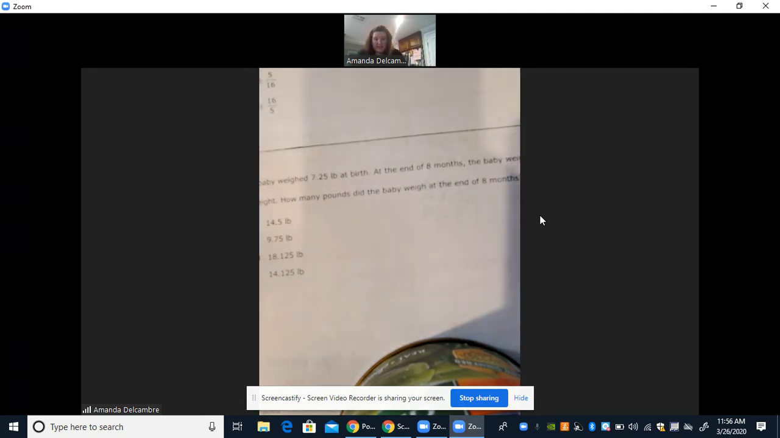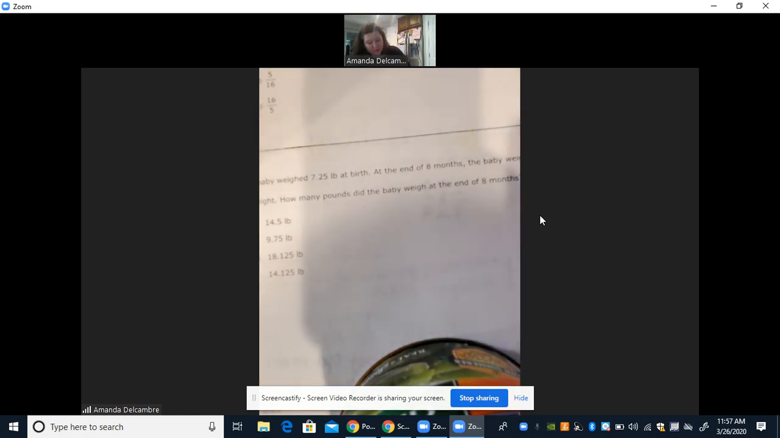A baby weighed 7¼ pounds at birth. At the end of 8 months, she weighed 2.5 times the birth weight. How many pounds did the baby weigh at the end of 8 months? Okay, there are some numbers in there that you're going to highlight. Remember, look for the key and important information.